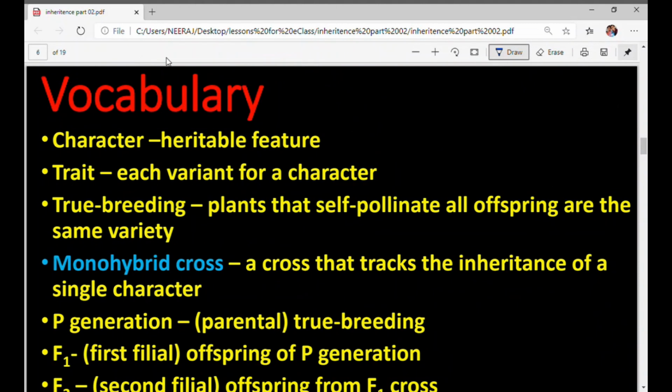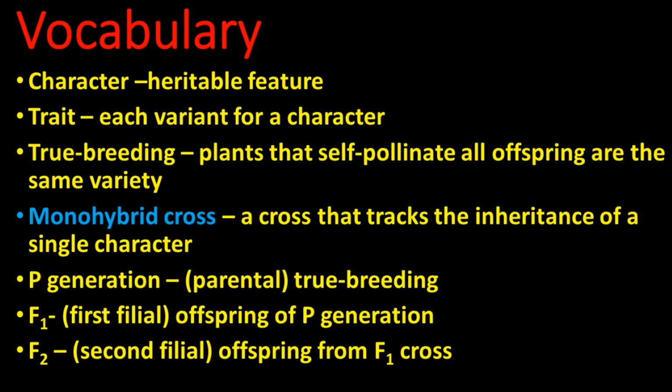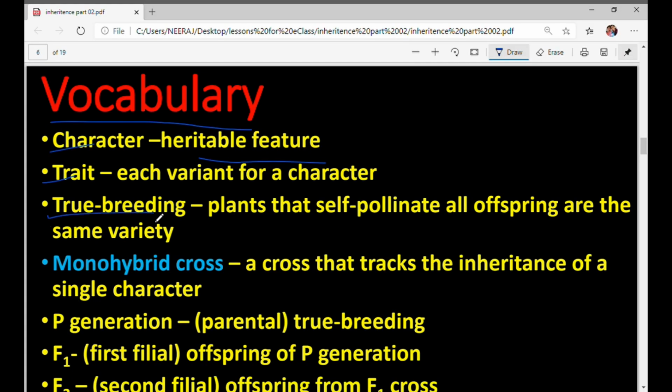There are some technical terms in this chapter, like the first one, character. There are certain heritable features for every individual, and these are termed characters. Traits: there are certain variants for the characters, and these are regarded as traits, for example the tallness and the dwarfness of a plant. True breeding: the plants that self-pollinate and all the offspring that are of the same variety are referred to as true breeding, like Pisum sativum.